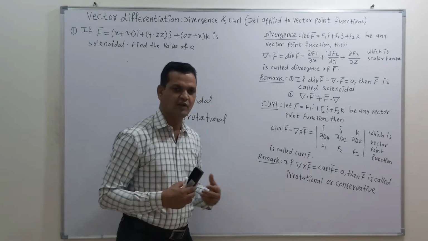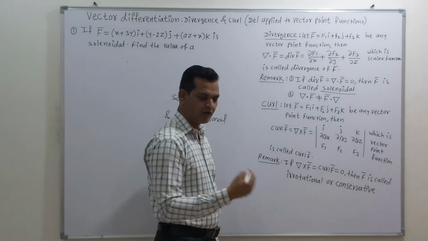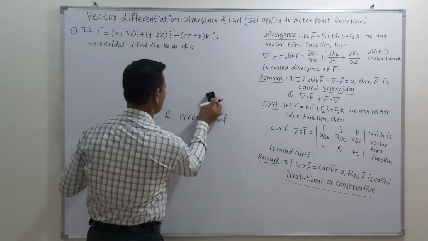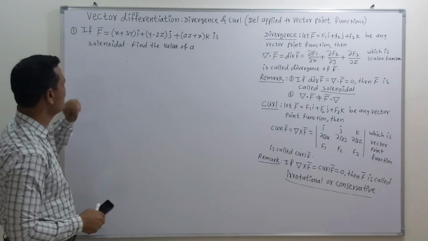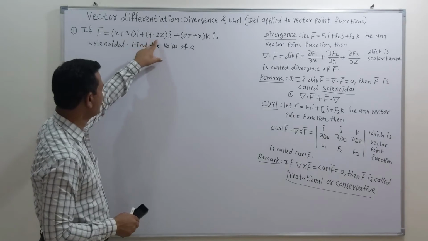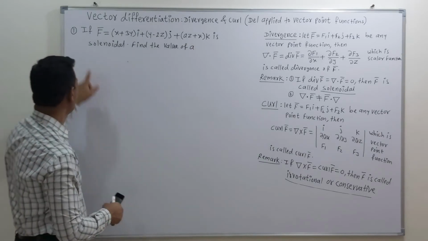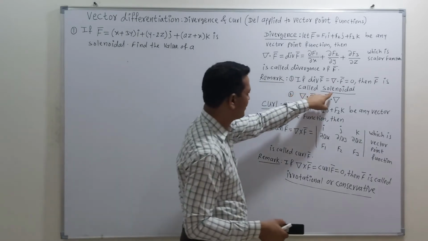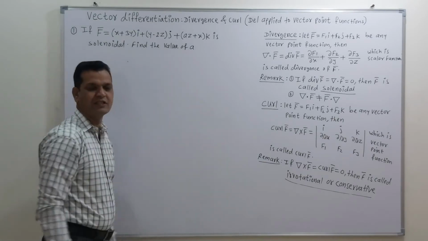So in this video lecture we are going to solve examples based on solenoidal vector fields and irrotational or conservative vector fields. Let's take the first example, friends. Let f bar is equal to (x plus 3y) i plus (y minus 2z) j plus (a z plus x) k, which is solenoidal. So the given thing is that this vector field is solenoidal, which means its divergence is equal to 0. Our aim is to find the value of the constant a.